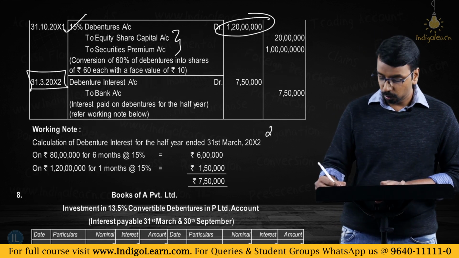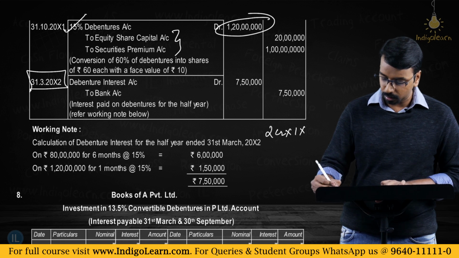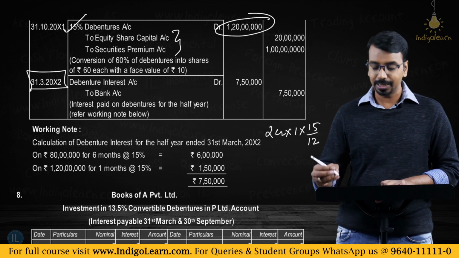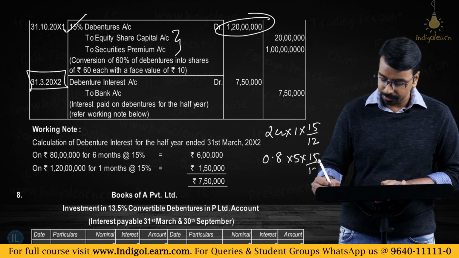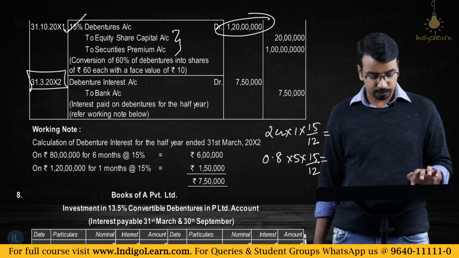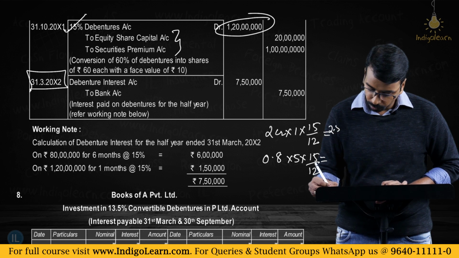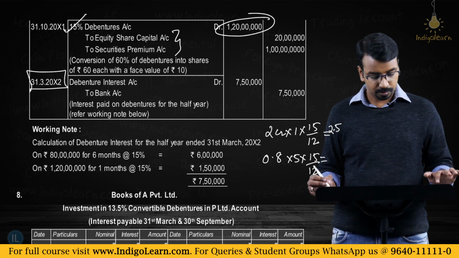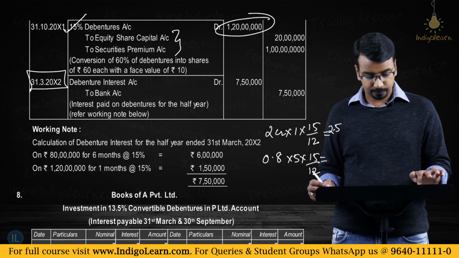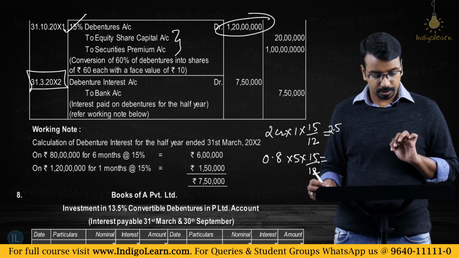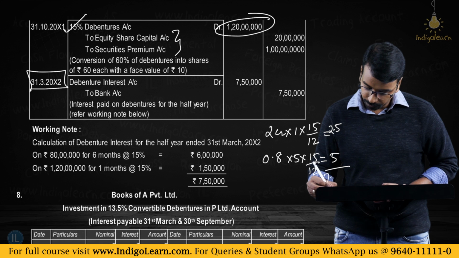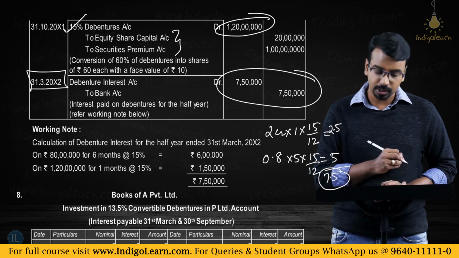What is the amount for that? We know 2 crores were outstanding for 1 month on this 15 by 12, right? Then 0.8 crores was outstanding for 5 months, into 15 by 12. So how much is this? 2 crores into 15 divided by 12 comes to 2.5 lakhs, and this one, 80 lakhs into 5 divided by 12 into 15%, comes to 5 lakhs. So 5 plus 2.5 you get 7.5. So this is the entry for interest.